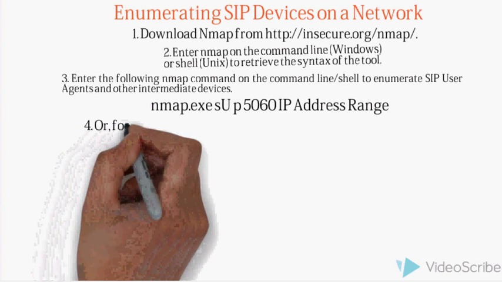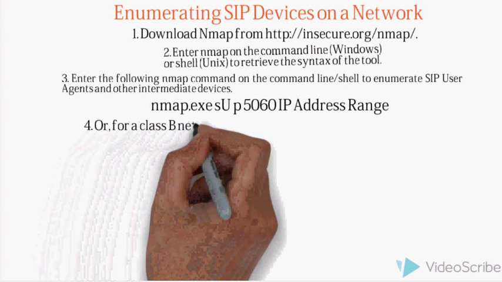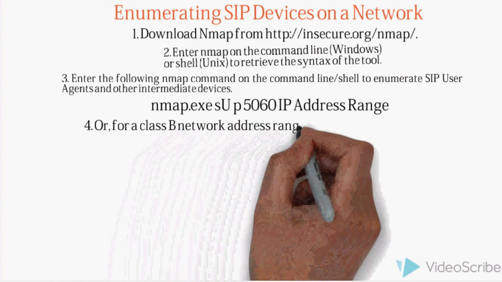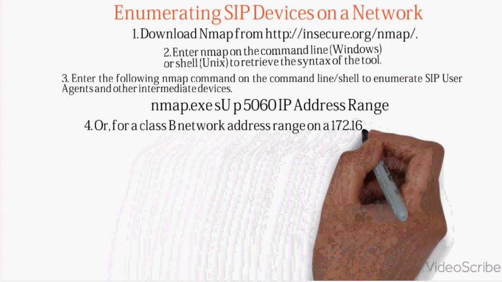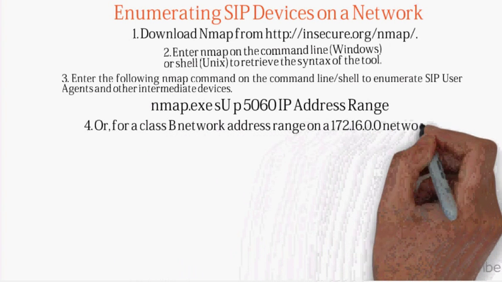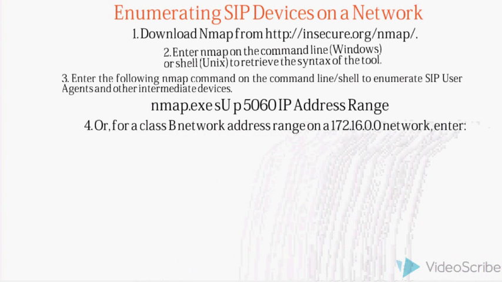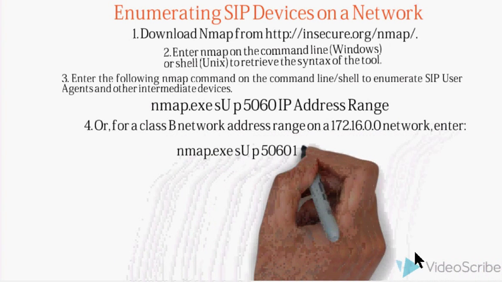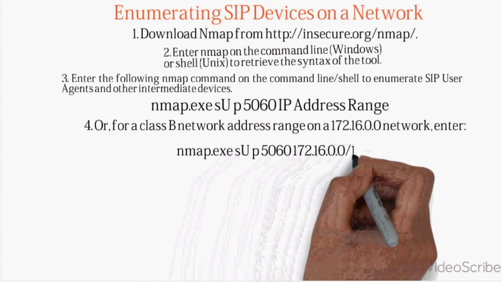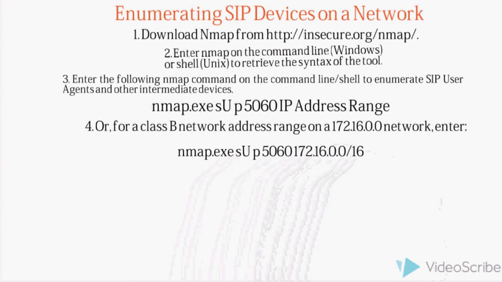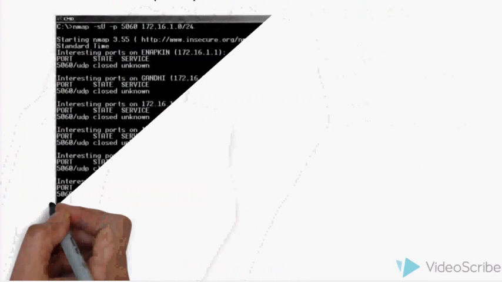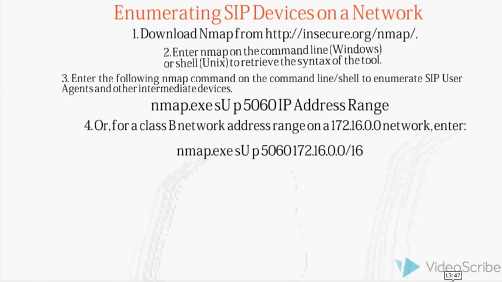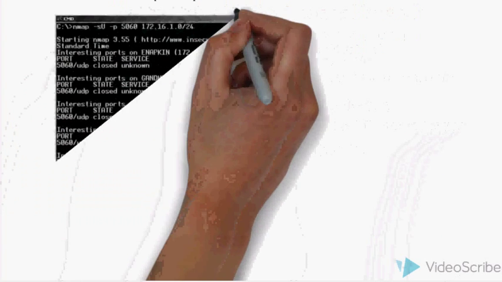Or for a class B network address range on the 172.16.0.0 network, enter the nmap executable as follows. Not before this, we have some other steps.